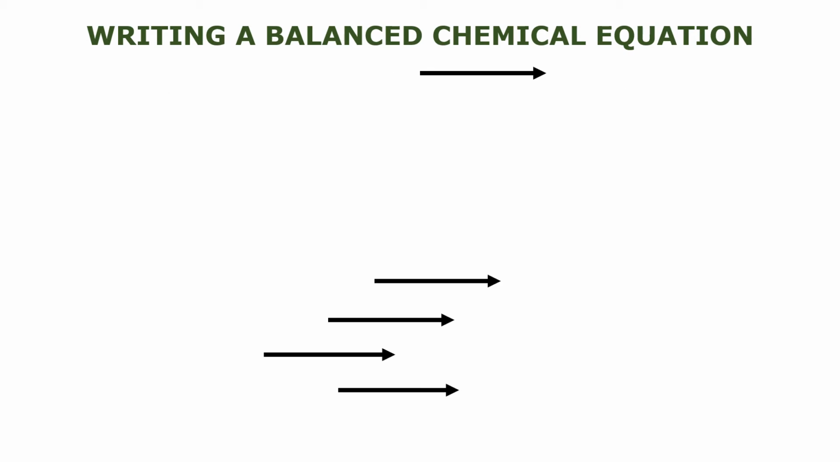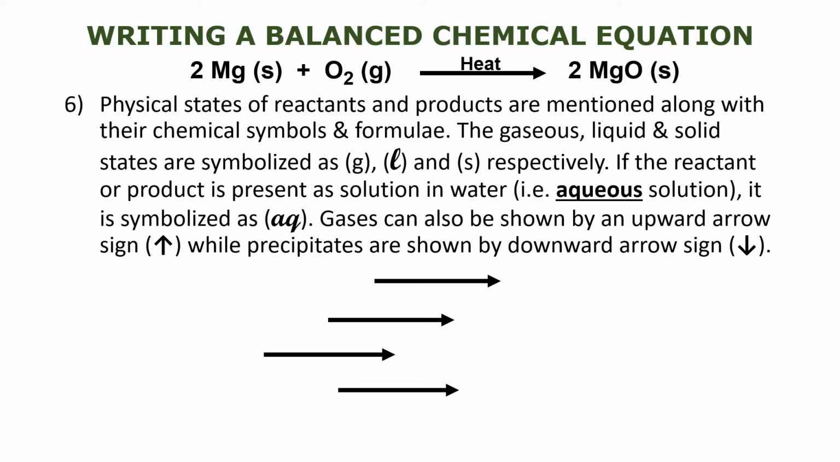Let's move on to the sixth step, dear students. So the sixth step that you need to keep in mind while writing a balanced chemical equation is that the physical states of the reactants and products are mentioned along with their chemical symbols and formulae. So for all the reactants and products, you need to write down their physical states, whether it is solid, liquid or gaseous. The gaseous, liquid and solid states are symbolized as G for gaseous, L for liquid and S for solid respectively.